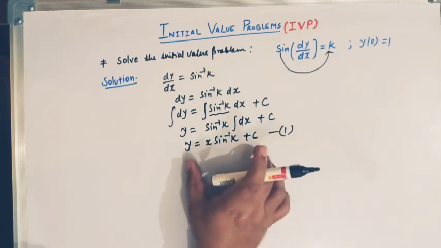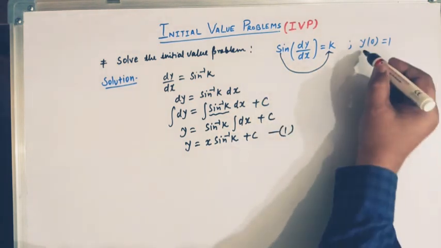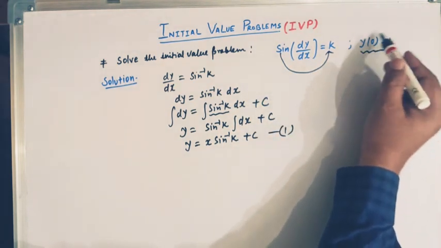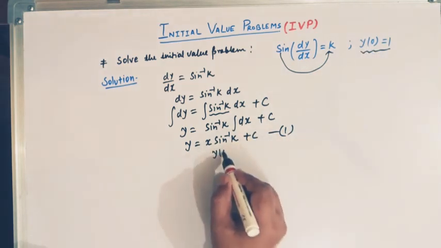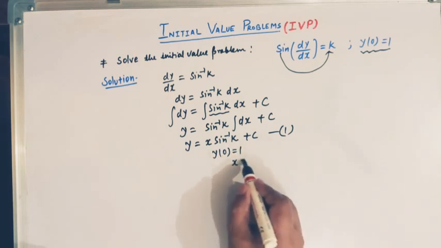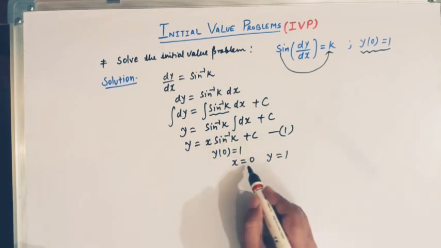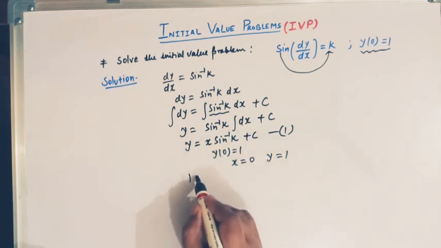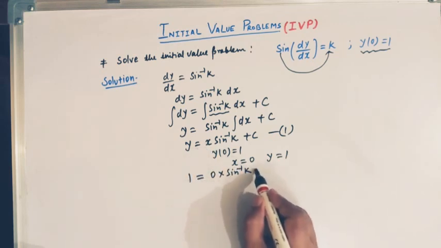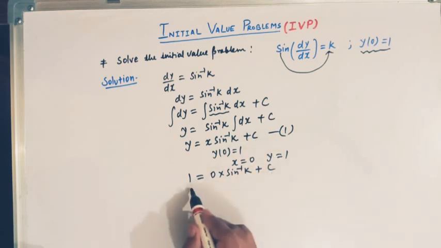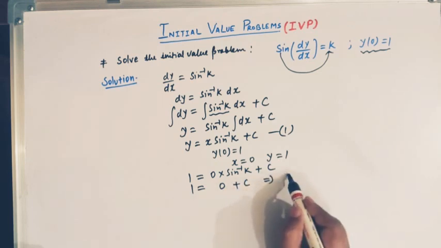So this is the general solution of this problem, and now let us utilize this condition to obtain the value of c, right? So we are given y of 0 is equal to 1. It means when x is 0, then y is 1. So let us substitute these values here. So we have 1, here we have 0 times sine inverse of k plus c, right? So we have 1, this term gets 0, so this is 0 plus c, so the value of c is 1, right?